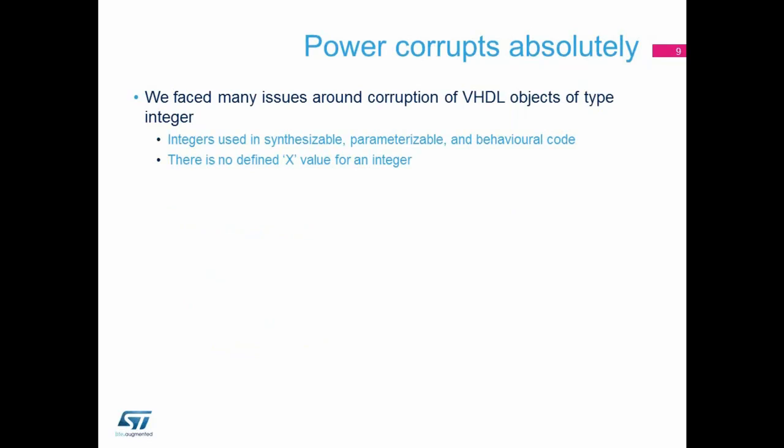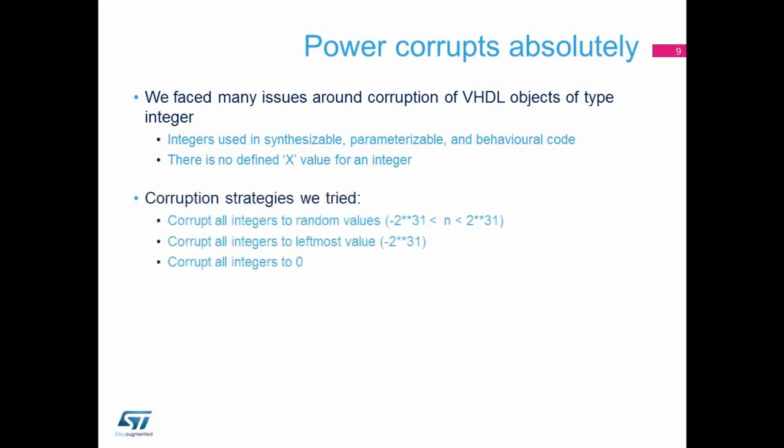So some issues here around corruption, and particularly around integers. We had a lot of problems around integer corruption in behavioral models. We've not just got integers in behavioral code. It's in synthesizable and parameterizable code. There's a lot of integers around in our designs. But there's no X value for an integer. This was a particular problem we had with VHDL. We've got quite a lot of VHDL in our SoCs.